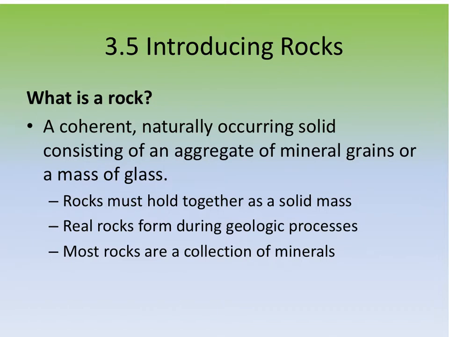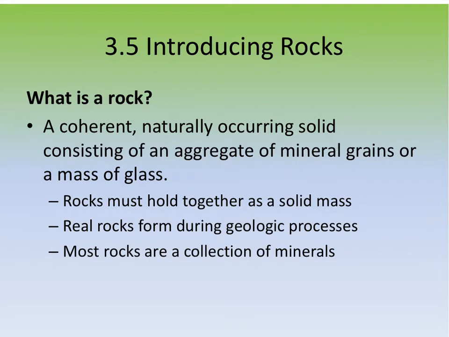But to begin, a rock is an aggregate of minerals. It's going to be a collection of minerals, or in the case of obsidian, it can actually be a volcanic glass. So here in the definition it says a coherent, naturally occurring solid consisting of an aggregate of minerals or a mass of glass. So that kind of makes sense then if we talk about volcanic glass. Otherwise the definition seemed weird.